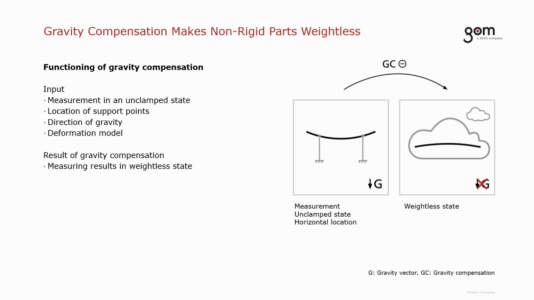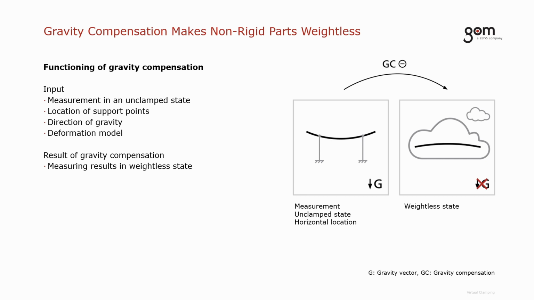So the functions of gravity compensation: measurements in an unclamped state, location of the support points, your pneumatic clamping device, the direction of gravity and your deformation model. The result you get is gravity compensation, measuring in a weightless state.